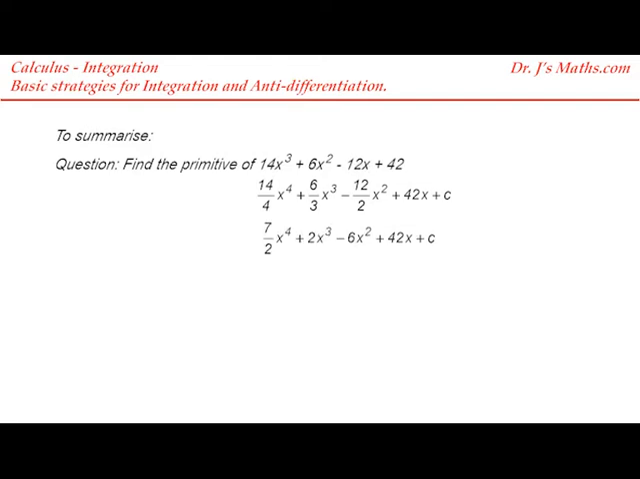Tidy up by simplifying the fractions. We get 14 over 4, which goes to 7 over 2 x to the 4th, plus 2x cubed minus 6x squared plus 42x plus the constant term c. The question might also have been expressed as find the integral of the function with the dx at the end. It's exactly the same question, so it can be asked in 2 different ways at least.